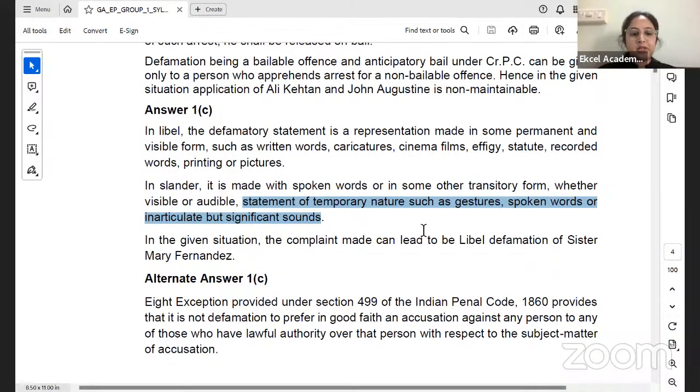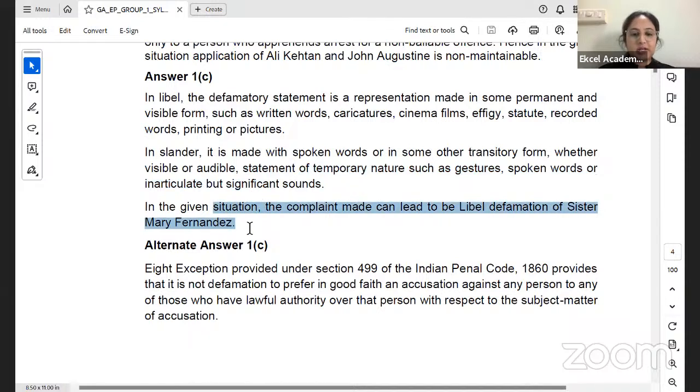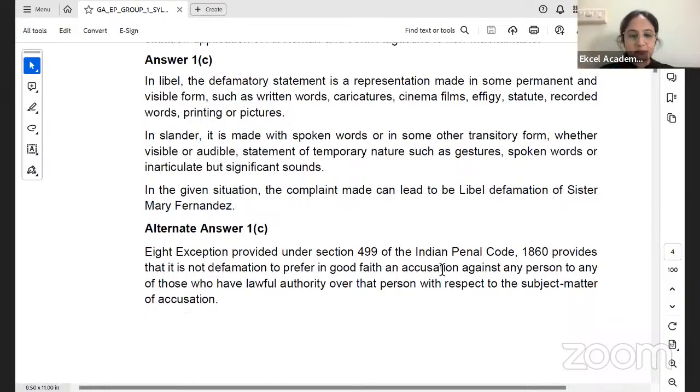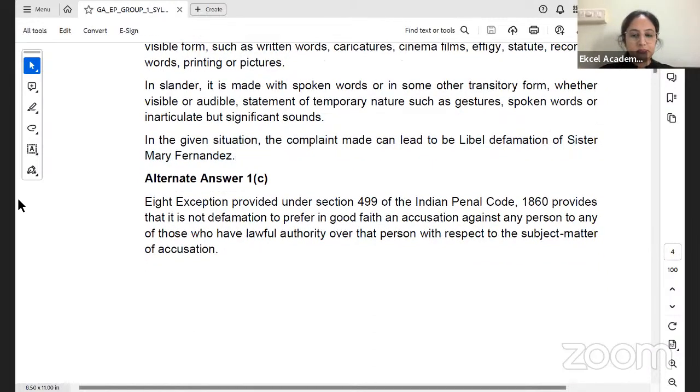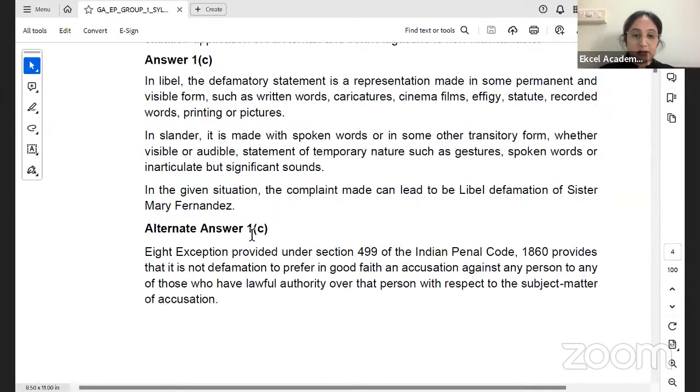So that is slander. In the given situation, the complaint made can lead to libel defamation of Sister Mary Fernandez. So this is libel. First you have to explain what libel and slander are, and then whether in our case it is libel or slander. This is libel only, because they have filed a case. It is in permanent form. So it is libel.